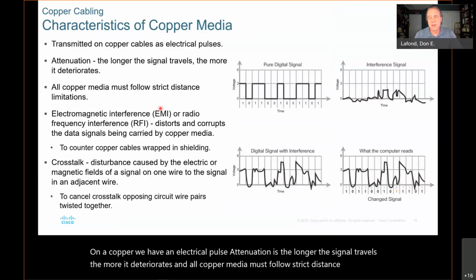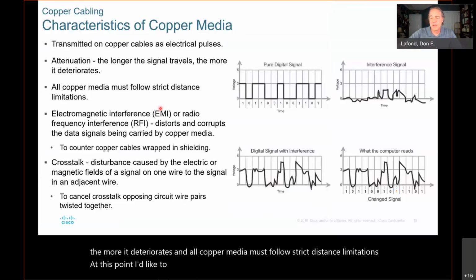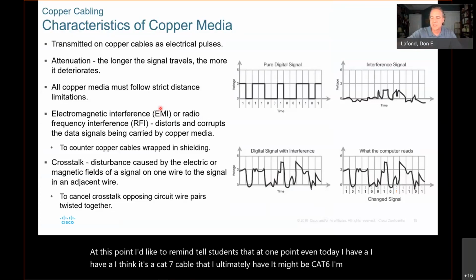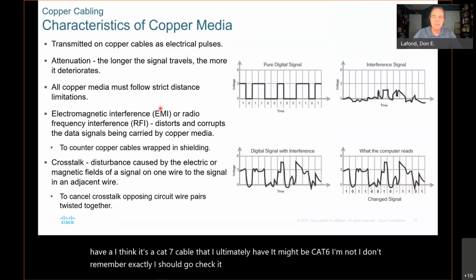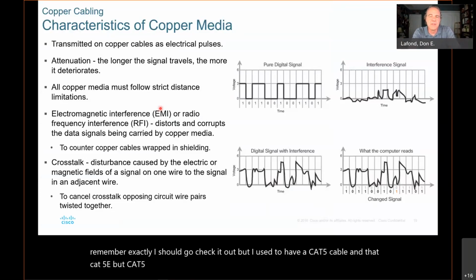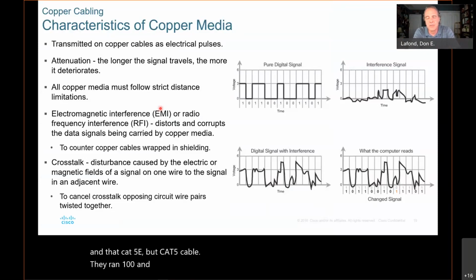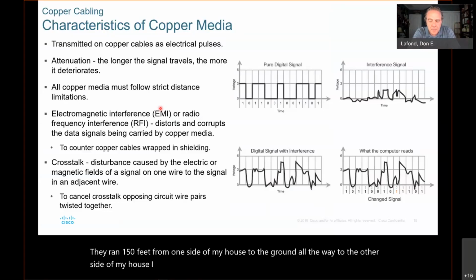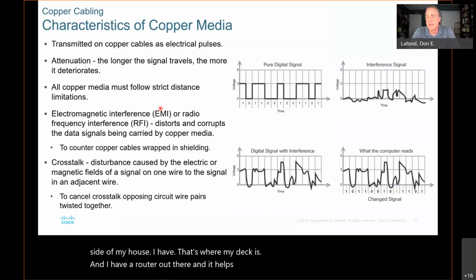At this point, I'd like to tell students that even today, I think it's a Cat 7 cable that I ultimately have. It might be Cat 6. I don't remember exactly. I should go check it out. But I used to have a Cat 5 cable, not Cat 5E, but Cat 5 cable that ran 150 feet from one side of my house through the ground all the way to the other side of my house. That's where my deck is. And I have a router out there, and it helps to transmit the signal to that side of the house and outside when I'm outside on the deck.